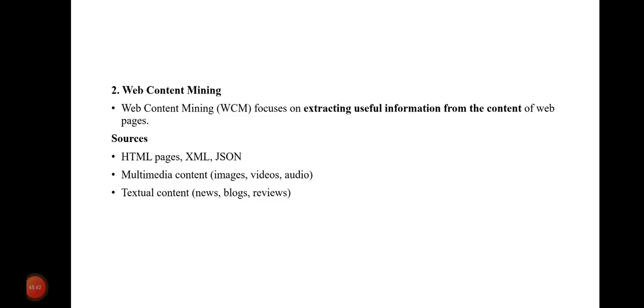Web content mining focuses on extracting useful information from the content of web pages. That is, extracting the useful information from the content, which is formatted in HTML pages, XML, JSON, and multimedia contents, textual contents. So extracting those useful pieces of information from the web pages is nothing but web content mining.